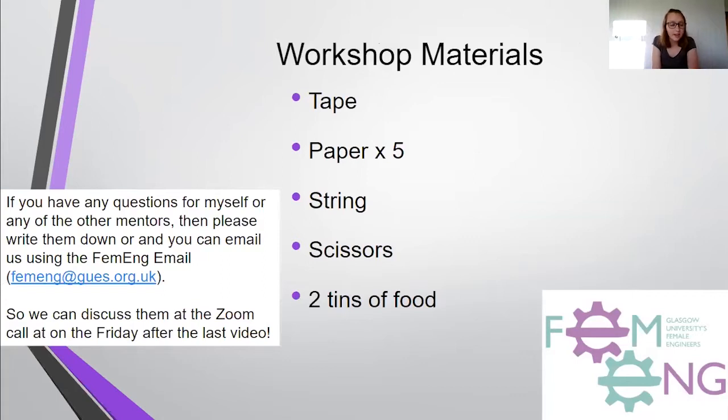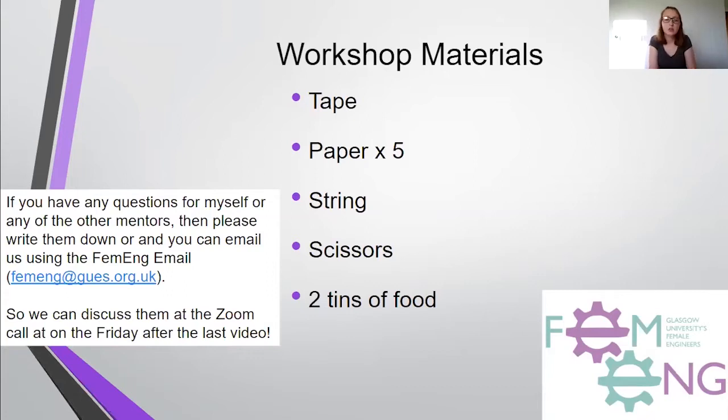We're going to make a bridge. So you guys are going to need the materials on the screen. You need sellotape, 5 pieces of paper, it doesn't matter what type of paper. You could use scrap paper. String, I've got some wool here, so again, it doesn't really matter. Scissors, but if you're not comfortable with using scissors, you can use a ruler to cut your paper, or please ask a parent, carer, or guardian for help.